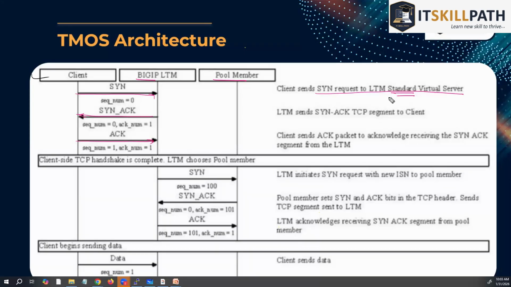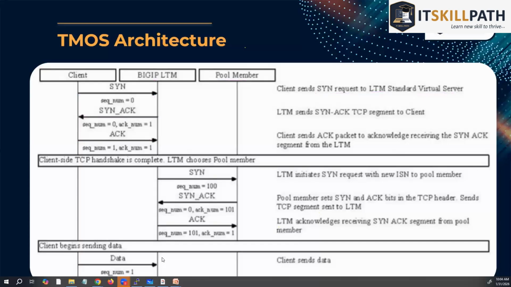We can customize that as well, but that will come later. LTM sends SYN plus ACK, and then the client will acknowledge that. And after that, F5 will choose the pool member, and F5 will initiate SYN packet, SYN plus ACK and ACK. So then data will be exchanged. That is two separate connections it maintains.